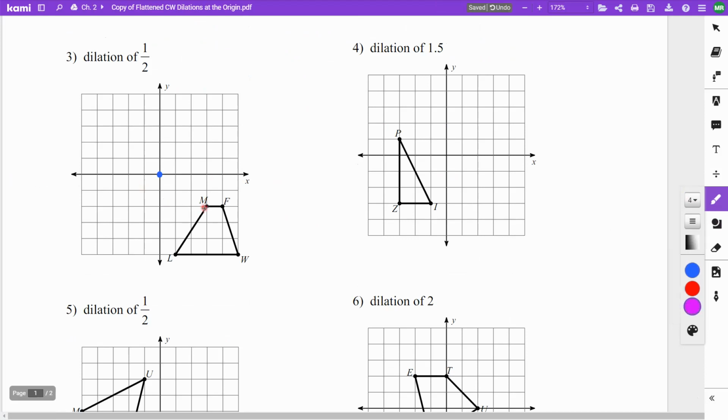So to M, I want it to be half the distance. I'm going down 2, right 3. So I'm going to go half of that. Half of 2 is 1, half of 3 is 1 and a half. So I'm going to be right here at 1 1/2. That's going to be my M prime. To F, I went down 2, right 4, so I'm going to go half of that: down 1, right 2.